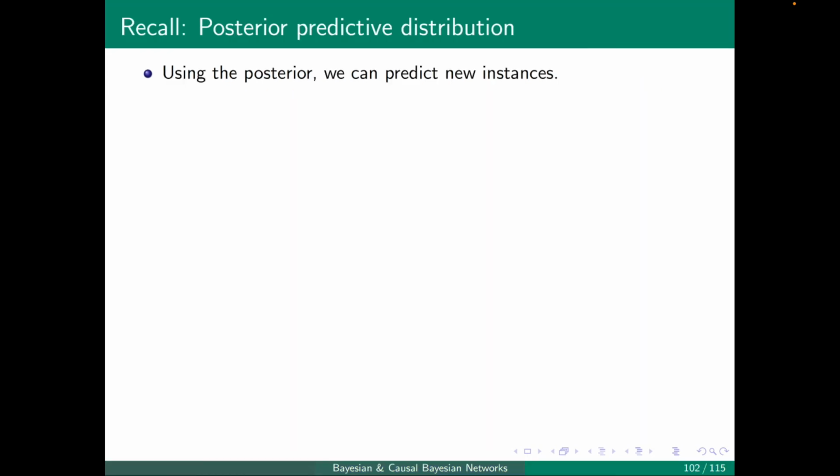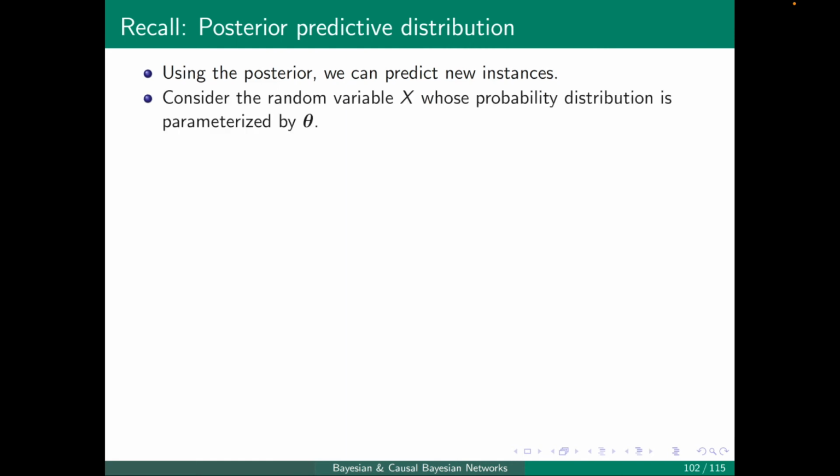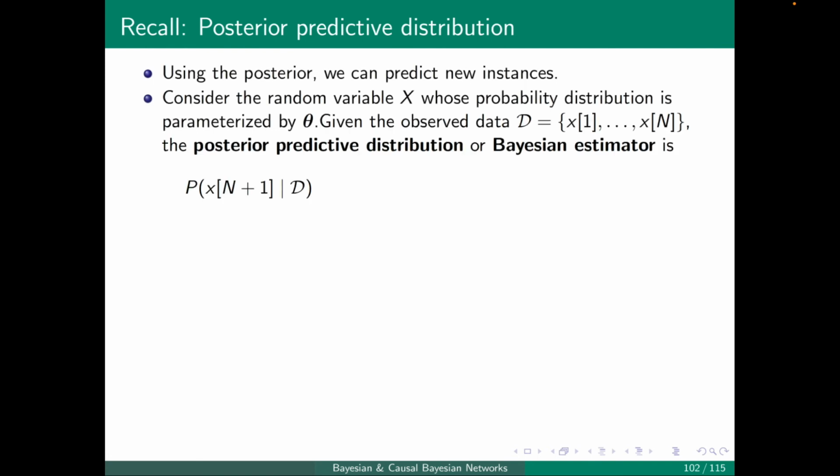What is a posterior predictive distribution? Recall, using the posterior, we can predict new instances. So consider a random variable x whose probability distribution is parameterized by theta. Given the observed data set x1 to xn, the posterior predictive distribution, also known as the Bayesian estimator, is the probability of the n plus 1 instance of x to take a particular value x conditioned on the observed data set. So we're calculating the probability distribution of my variable of interest x given that I already have observed n values. So it's basically to predict the next possible value.